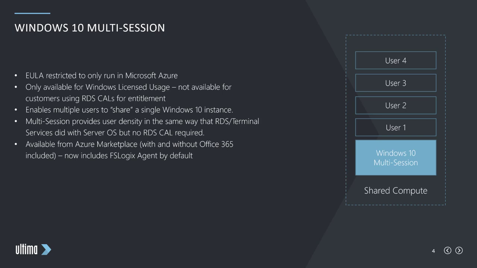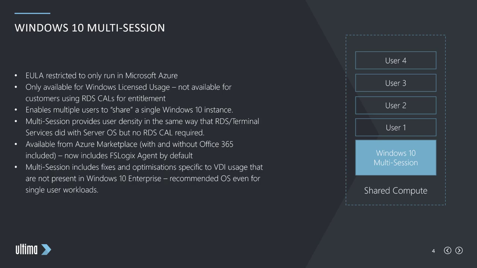You have variants of Windows 10 multi-session available both with and without Office 365 included in the image. So if you have a requirement for deploying Office 365, you can just choose Windows 10 multi-session with Office 365 included. And the later versions do include the FSLogix agent as well, which again can be one less component you need to worry about deploying into your corporate build.